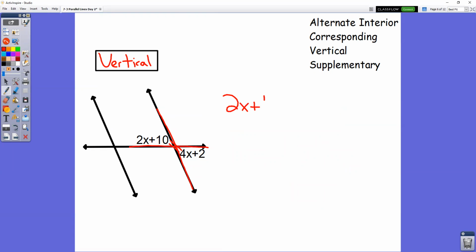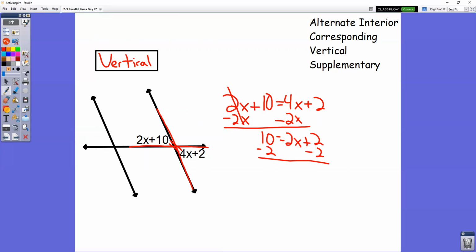So we have the equation 2x plus 10 equals 4x plus 2. Again, you have letters on both sides of the equal sign. I like working with the smaller of the two letters first. So minus 2x and minus 2x. Now it's just a two-step equation, minus 2 minus 2. Divide by 2, divide by 2. And you get x equals 4.